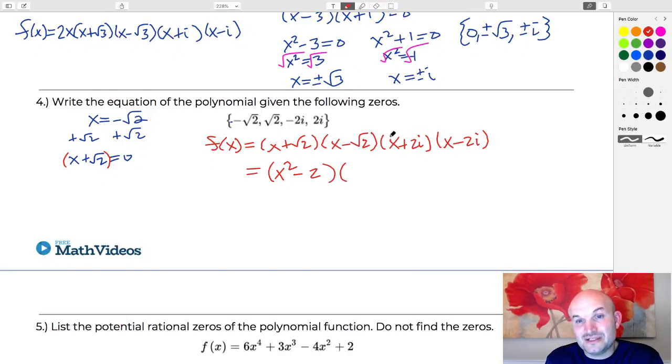This one got a lot of students. x times x is x squared. And then remember, 2 times negative 2 is negative 4. i times i, which is i squared, is equal to negative 1.